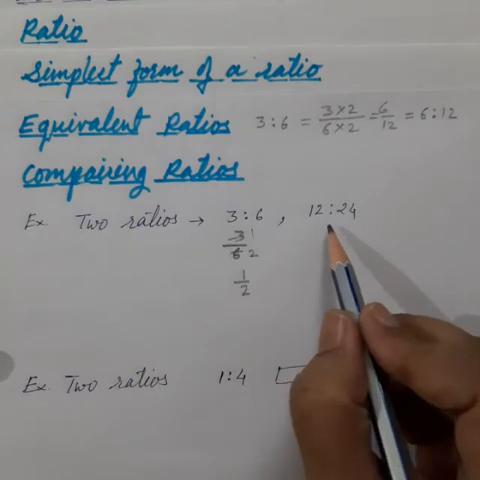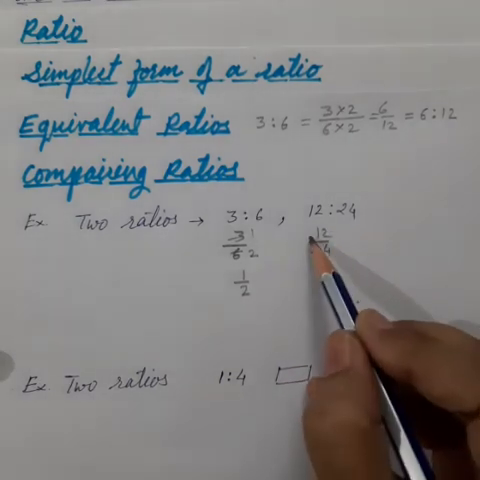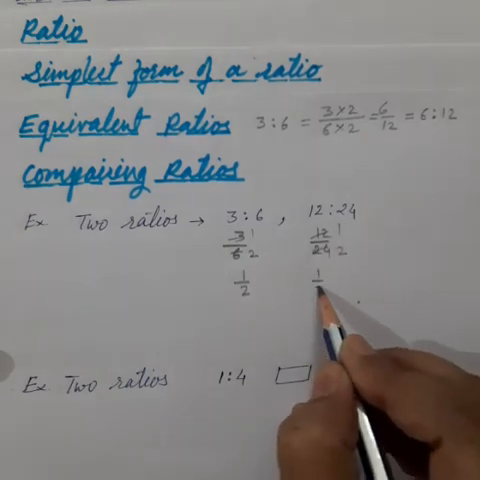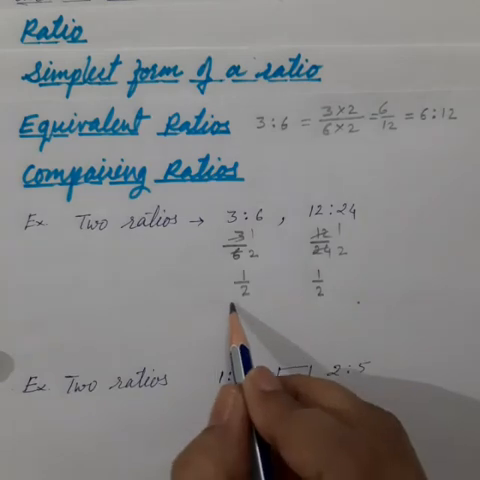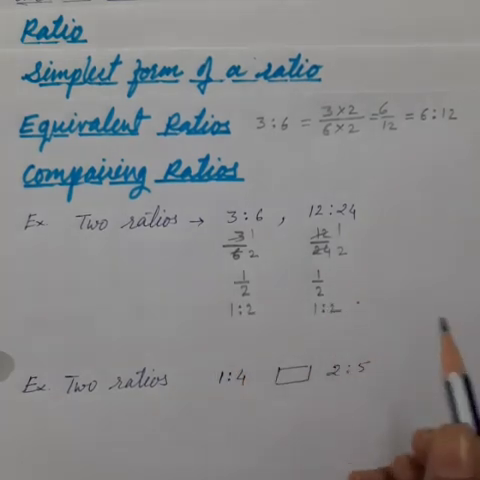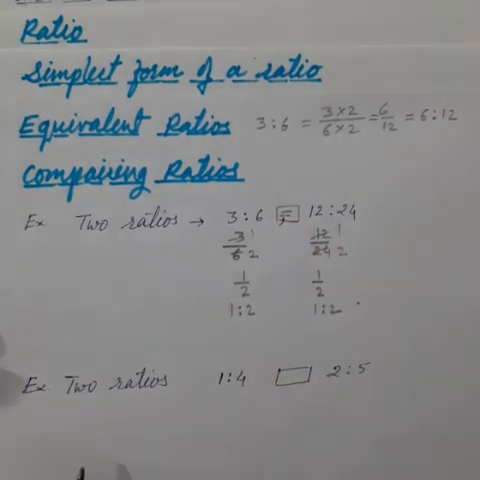Here 12 by 24. HCF is 12. So 12 1s are 12, 12 2s are 24. Here also we get 1 by 2. That means this is 1 is to 2 and this is also 1 is to 2. So they are equal. We can compare the ratios by making them like fractions also.